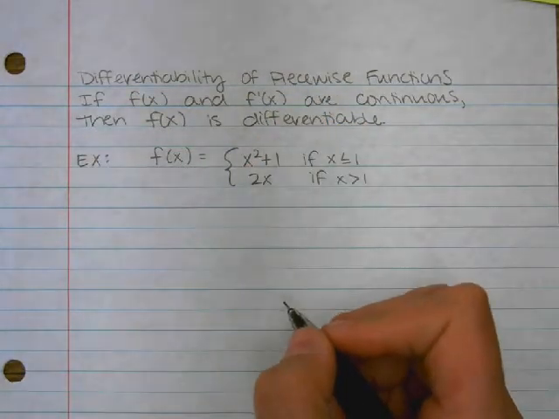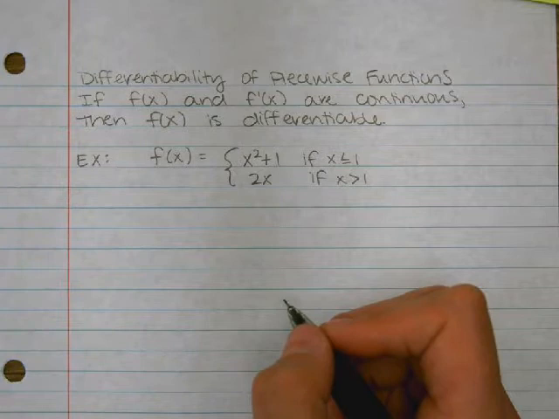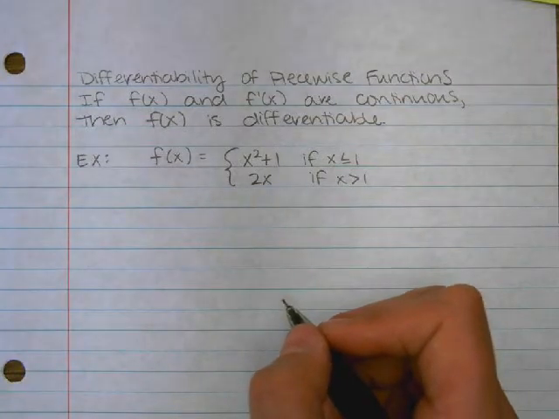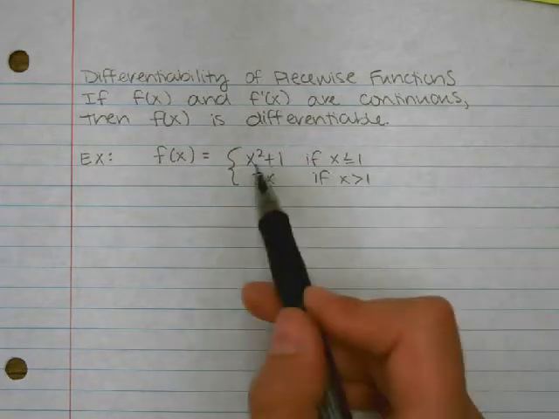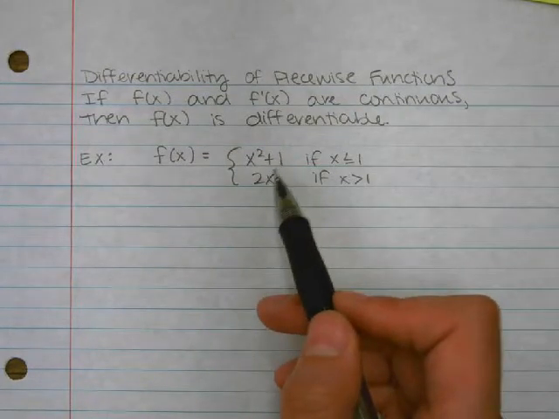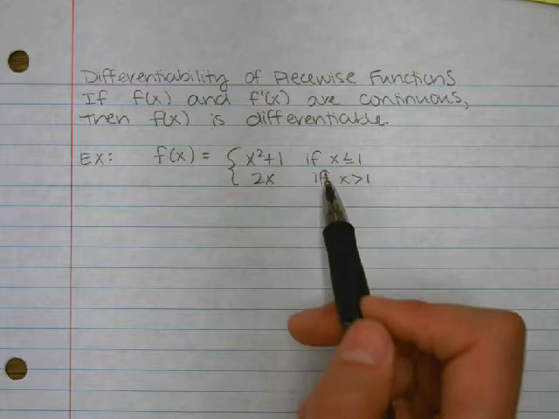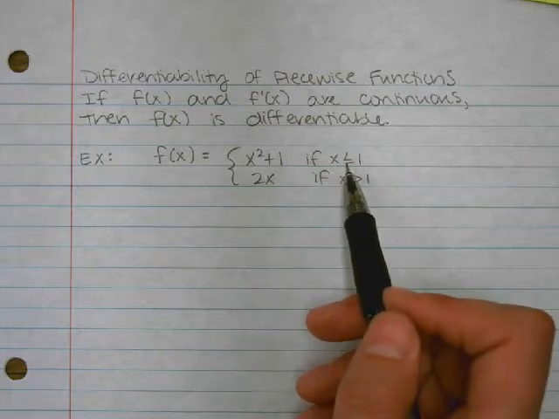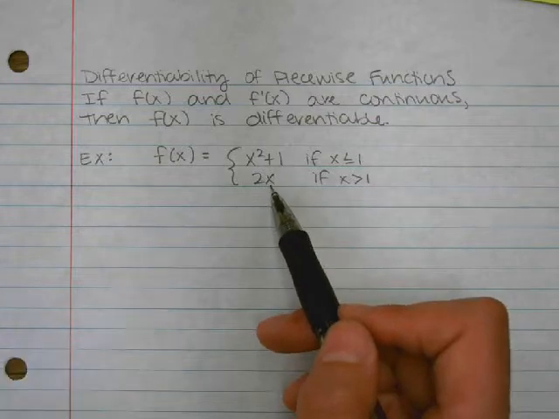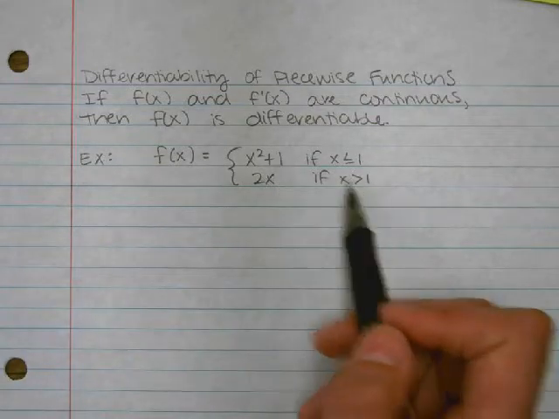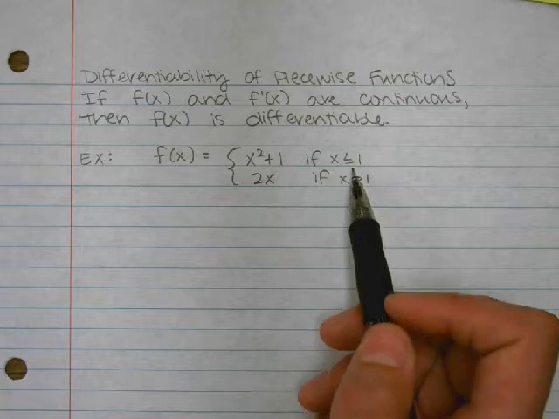So the first thing we want to do to check to see if f of x is continuous is we want to see basically if there's a hole there at 1 or a jump. So we know that x squared plus 1 is a polynomial function, so those are always continuous. So for this part where x is less than or equal to 1, it's definitely going to be continuous. 2x also, well, that's a straight line, but that's also continuous. So the only thing we're really concerned about is what happens at 1.